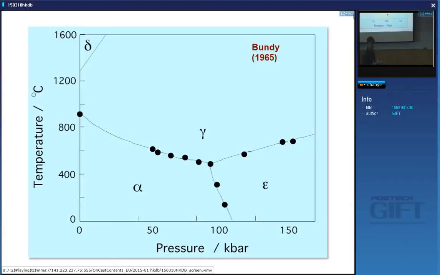Now, this has a major consequence on properties because you do not use austenitic steels in power stations. The large thermal expansion coefficient leads to thermal fatigue when the temperature cycles. Okay? That's why the steels have to be ferritic.